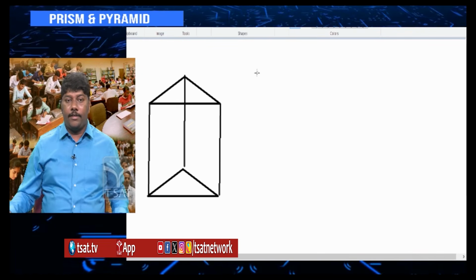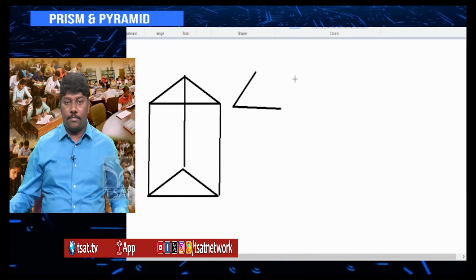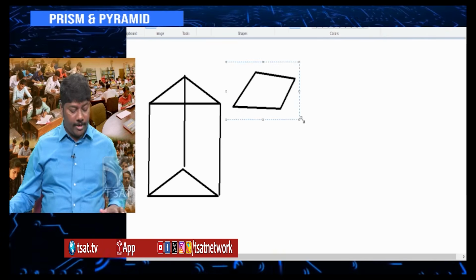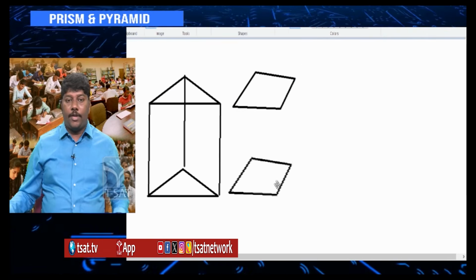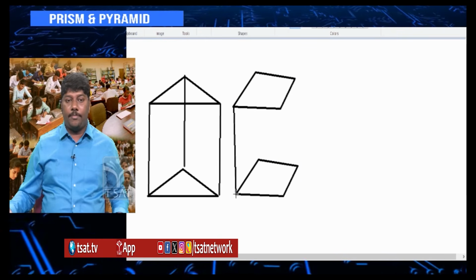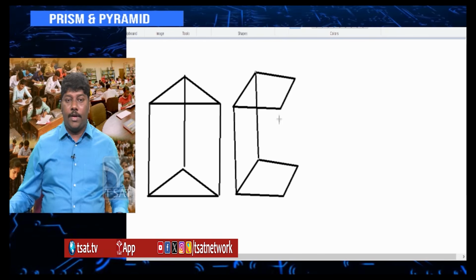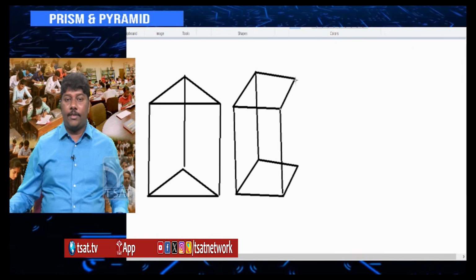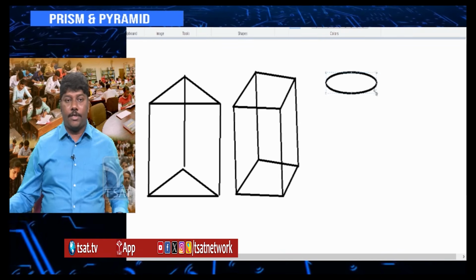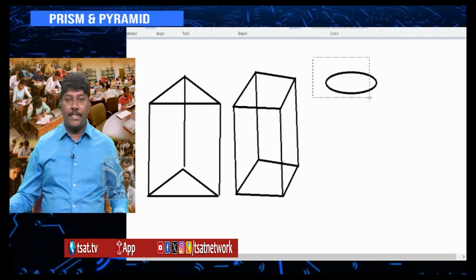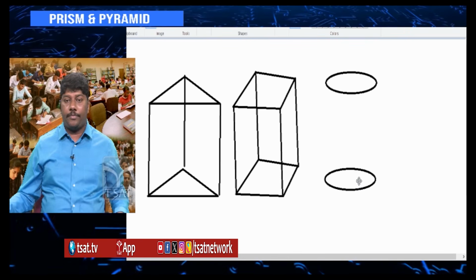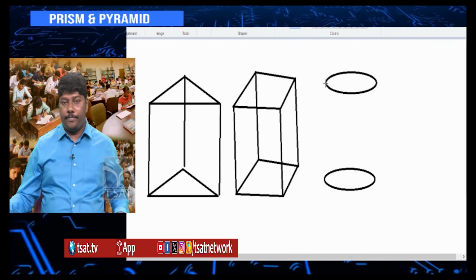If I take a quadrilateral, a four-sided polygon, both the top and bottom surfaces are quadrilaterals, so you call it a quadrilateral prism. I am joining these quadrilaterals using rectangular surfaces. If I take a circle, both up and down surfaces are circles, you call it a circular prism. A circular prism is also called a cylinder.